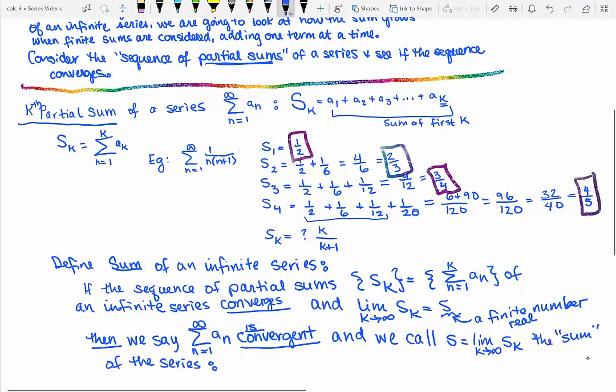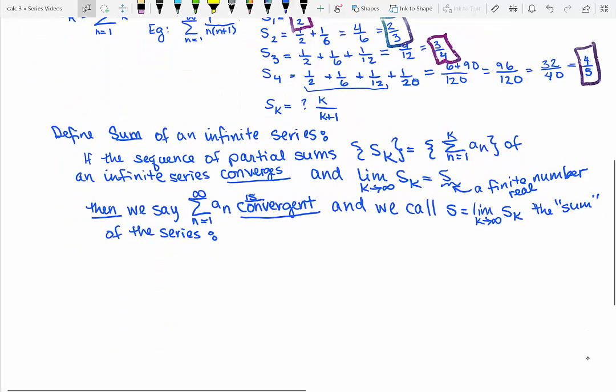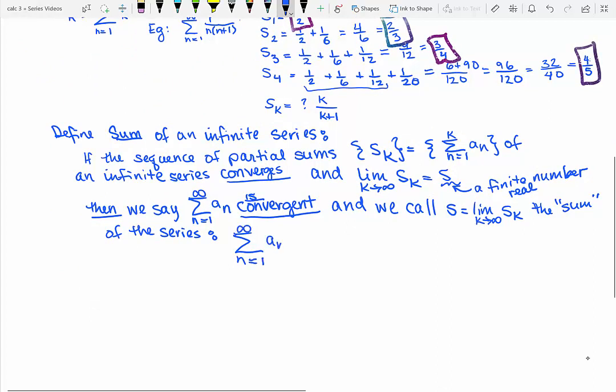In other words, we write that the series n equals 1 to infinity of these terms a sub n is equal to this number S. But if the sequence of partial sums is divergent, we say the series is divergent.